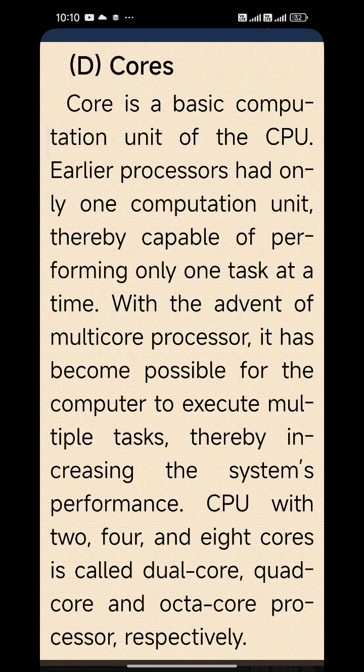D. Cores. Core is a basic computation unit of the CPU. Earlier processors had only one computation unit, thereby capable of performing only one task at a time. With the advent of multi-core processors, it has become possible for the computer to execute multiple tasks, thereby increasing the system's performance. CPU with 2, 4 and 8 cores is called dual core, quad core and octa core processor respectively.